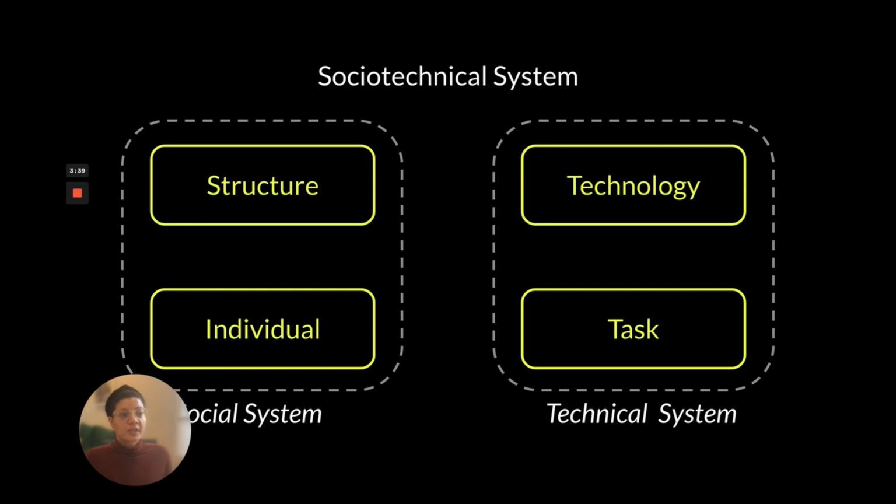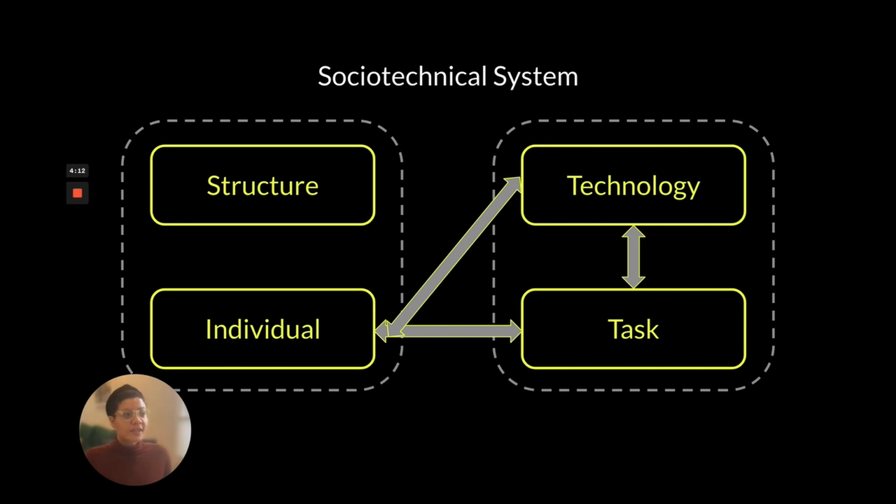So in the social system, we have structure, which can be organizations, laws, and regulations, as well as the individual, which can include cognitive and other social systems. And on the technical side, we have technology, which includes software, hardware, facilities, and information systems, as well as tasks, which can be work allocated both to machines or work that should be performed by humans.